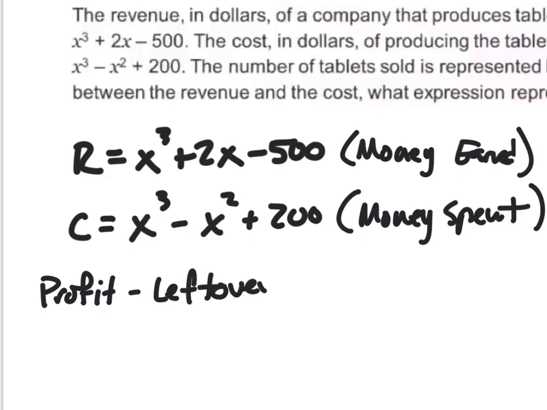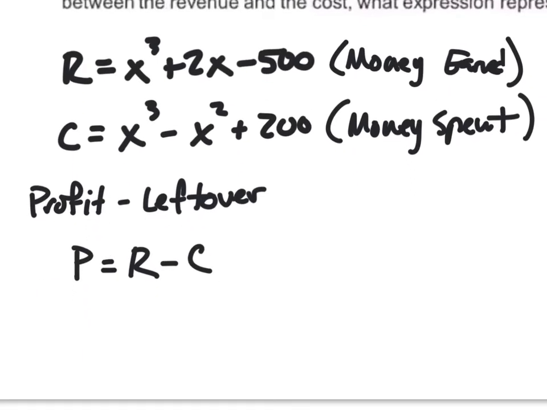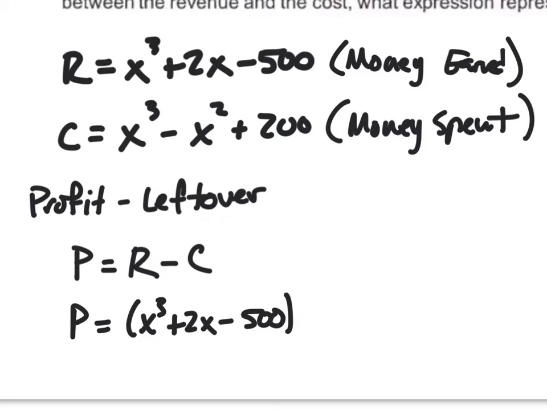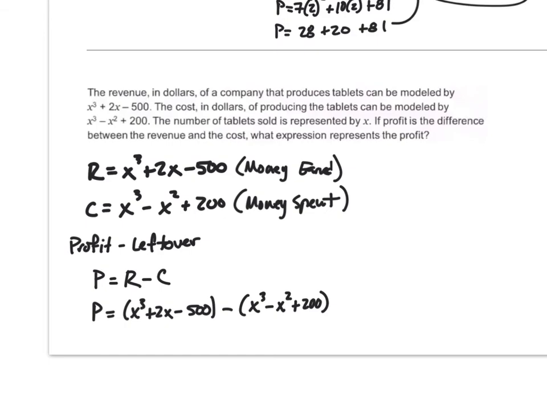And so we have this profit equation, which is the revenue minus the cost. So what I want to do is take my revenue function and subtract out my cost function. So my profit is equal to my revenue, x cubed plus 2x minus 500, and then minus my cost, which is x cubed minus x squared plus 200. And that's all I'm doing. So what is the expression that represents this?